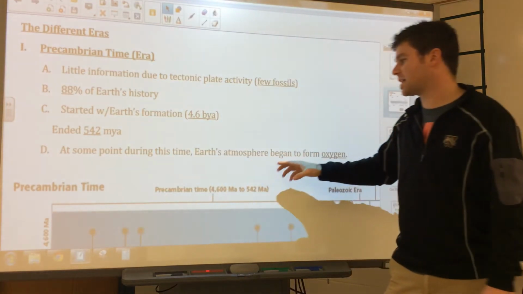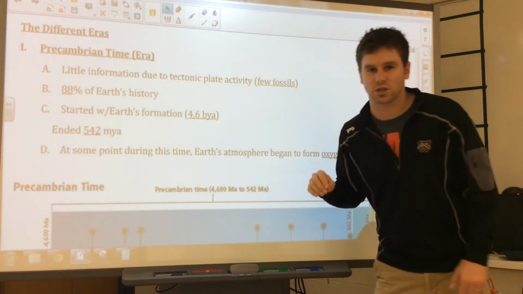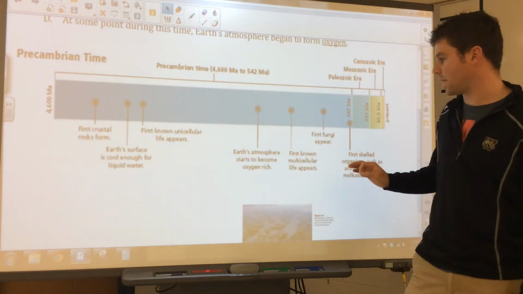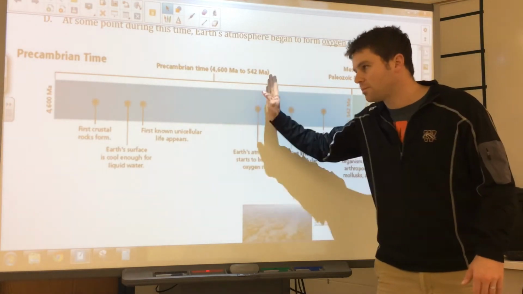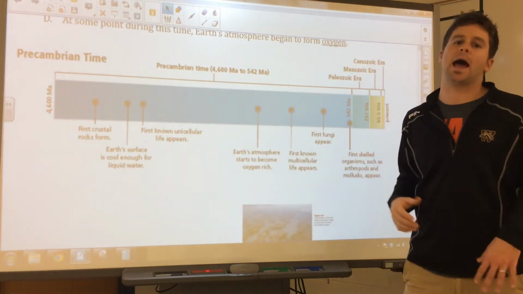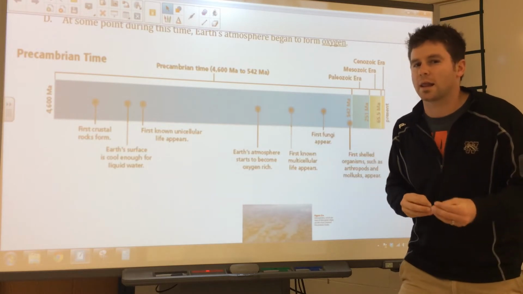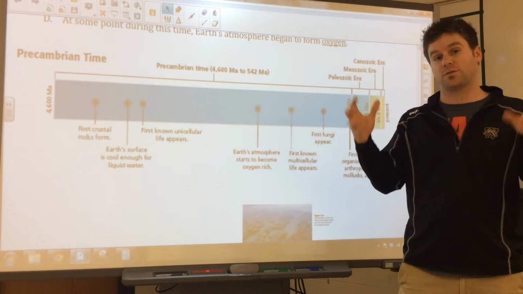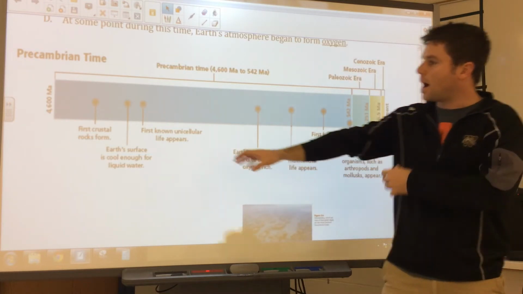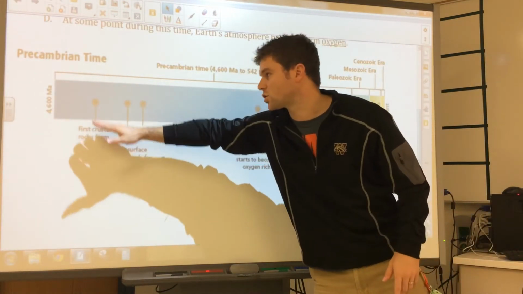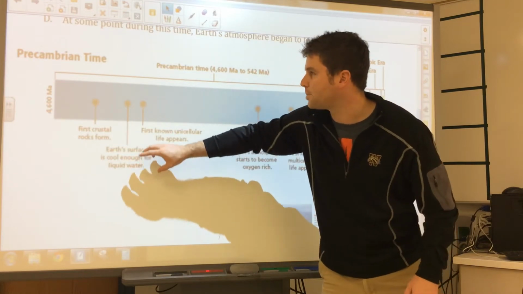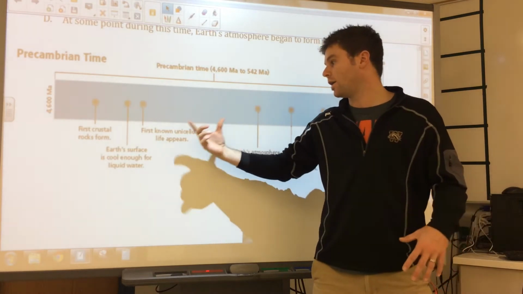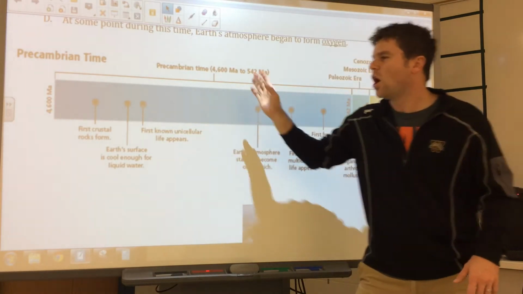At some point during this time, Earth's atmosphere began to form oxygen. So we're not exactly sure when, but at some point, Earth began some sort of oxygen in its atmosphere, right? So some sort of plant life or some sort of organisms began to take the carbon dioxide out of the atmosphere, convert it, and make oxygen. So early in life, we think the first crustal rocks form early. Earth's surface is cool enough for liquid water, so the first unicellular life appears. All of this is theory.